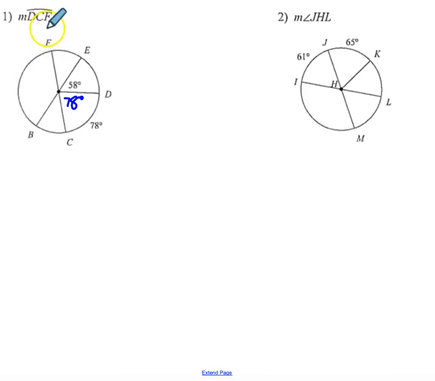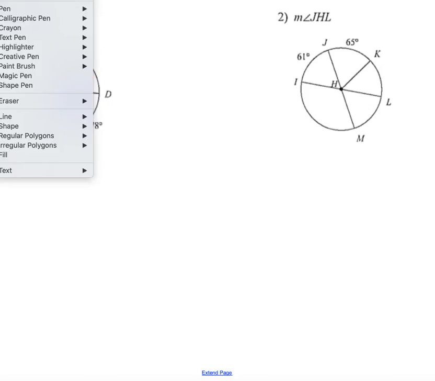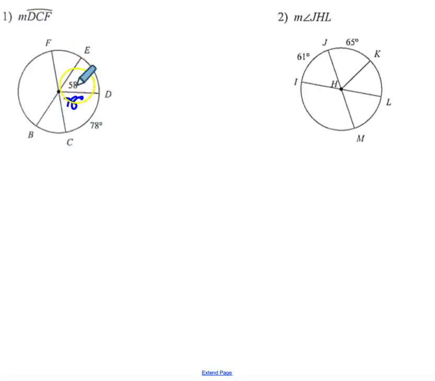Now, I want to find the measure of arc DCF, so I want to find some of these missing angles. The first thing I'm going to look at is, can I find this angle here? Well, yes, I can. This is a semicircle. I know a semicircle is 180 degrees, and if I subtract that 58 and the 78 that I already know, I end up with 44. So this central angle right here is 44 degrees.